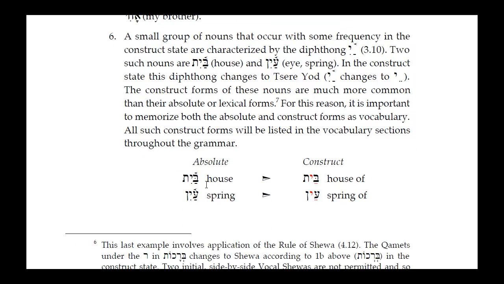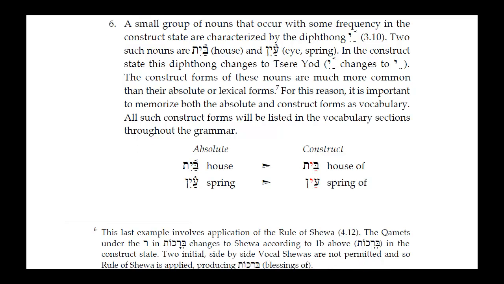You've got bayit for house. The patach yod here changes to a tsere yod, so that's within the root right there. So you see Beit David, Beit Shlomo. I mean, you see beit in the construct form so much more than you do bayit in the absolute form. Same thing with ayin and ein. You see this more often, and so you recognize it more often.